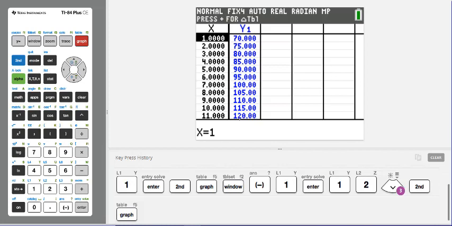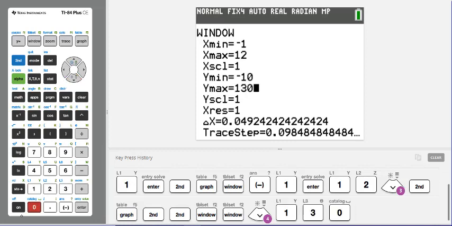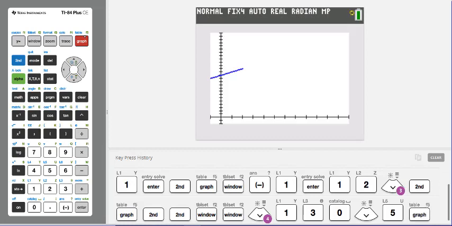So what we can do is go second. Well, I don't need second, sorry. Second window, just hit window period, not second window. I know that my Y max would be 125, so I'm going to make it 130, give just a little bit of headroom up there, and then -10 is fine, and I'll say it changes by 5. So my Y scale is going to go up 5 degrees, okay? Now we're just going to hit graph.